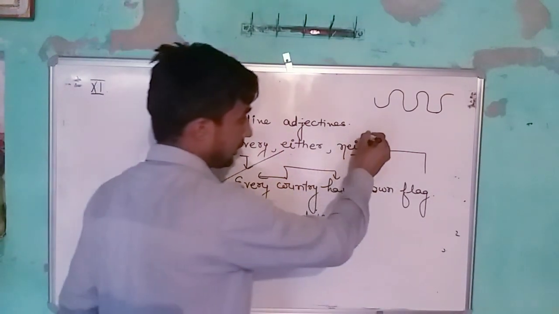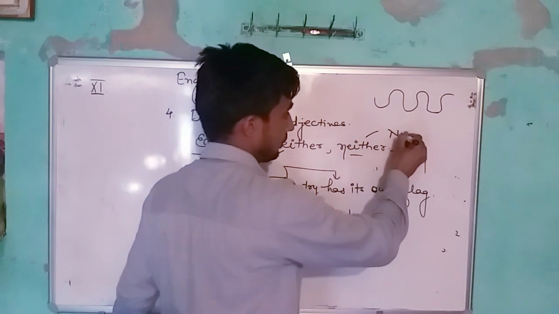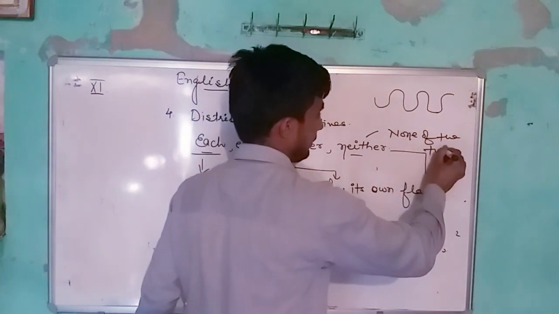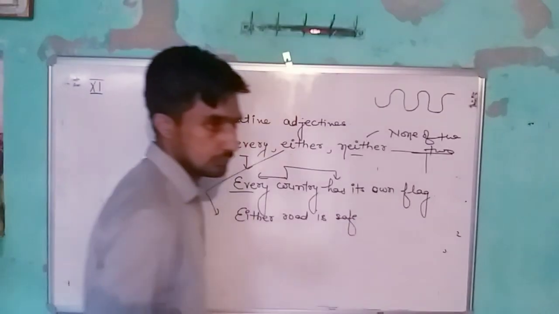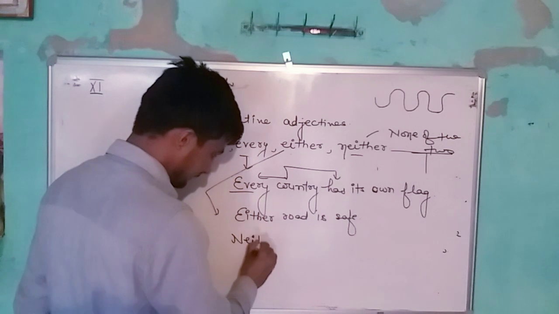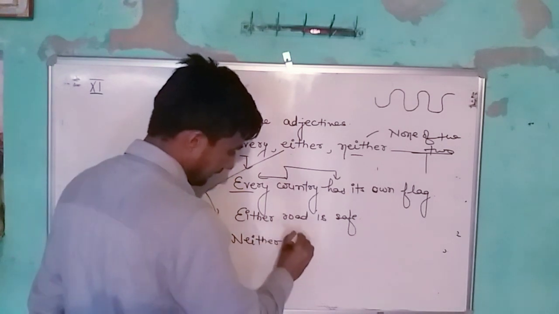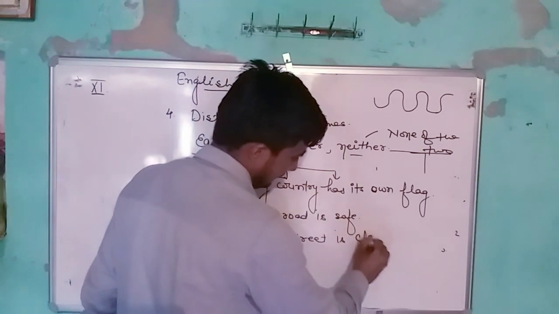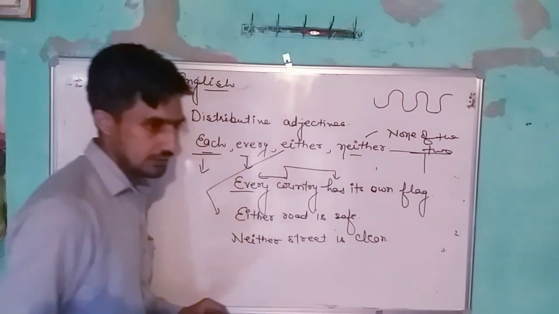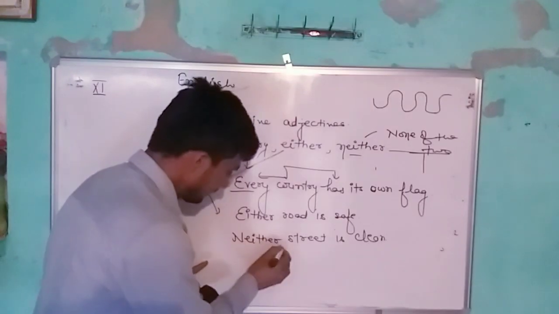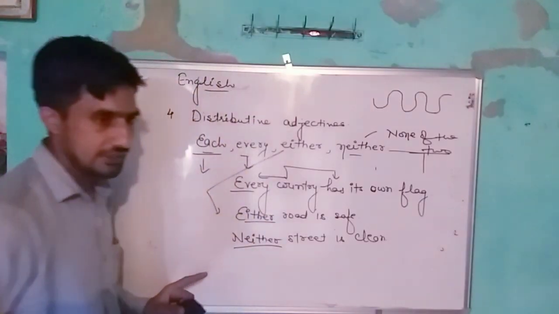After that, neither means none of the two. It means nothing among two. For example, neither street is clean. It means there are two streets, but no street is clean. That's why we can use neither.